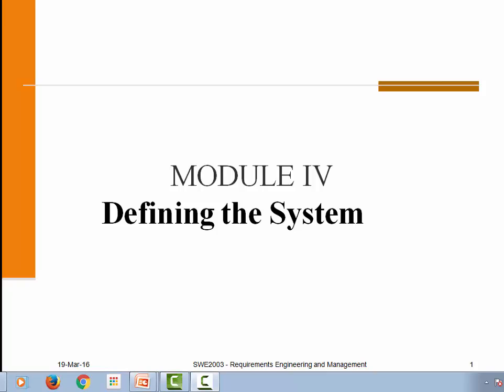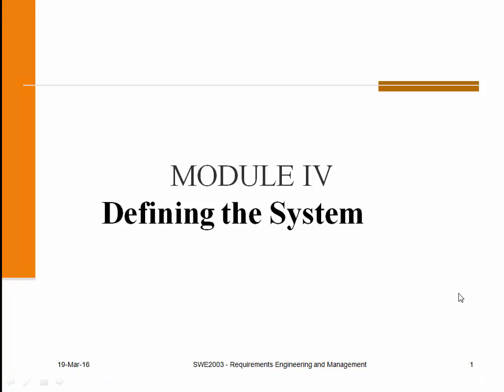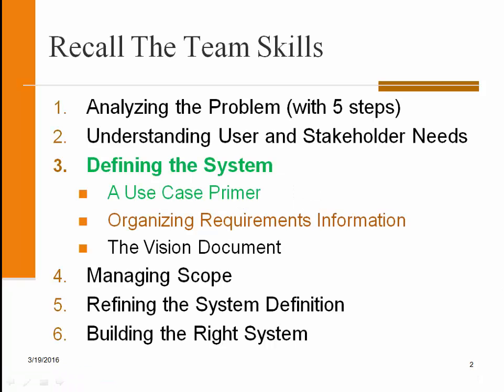Let's continue our module 4, which is about defining the system. There are 6 team skills, of which we have studied team skill 1 on analyzing the problem, team skill 2 which is about understanding the user and stakeholders' needs. Now we are learning team skill 3, which is defining the system, and we have already learned in the last session about the use case primer.